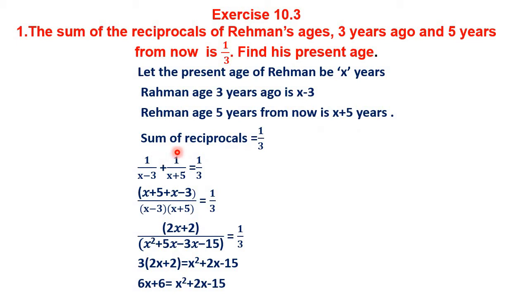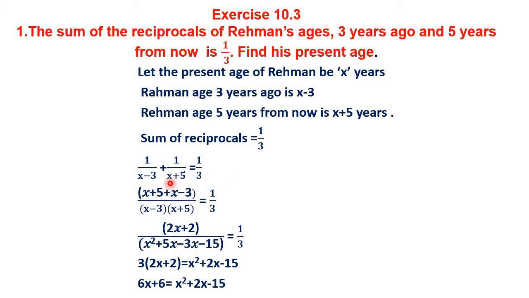So the sum of the reciprocals of these two ages is 1 by 3. So 1 by x minus 3 plus 1 by x plus 5 is equal to 1 by 3. Rahman's present age is x years, 3 years ago means x minus 3, 5 years from now means x plus 5. The reciprocals of the ages add up to 1 by 3.